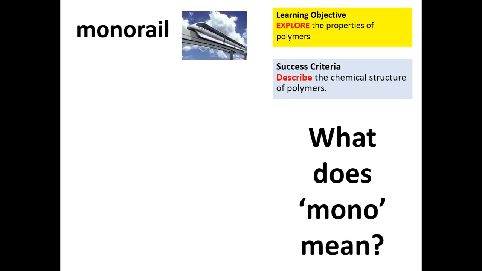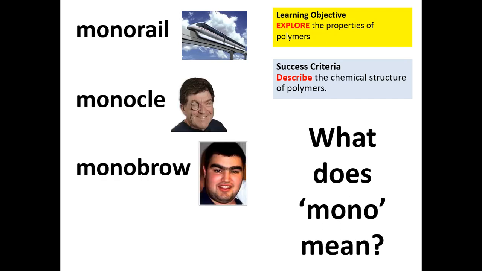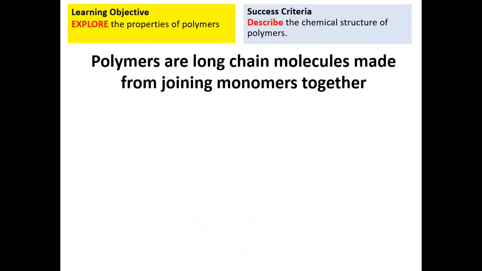So where do we get this name monomer from? And it's really important that you can use the name monomer correctly. So we look at that prefix of mono. So we've got a monorail, a monocle, a monobrow, and a monomer. So mono means one, singular. It's the single thing. One glasses, that doesn't make sense. One rail, one eyebrow, one unit.